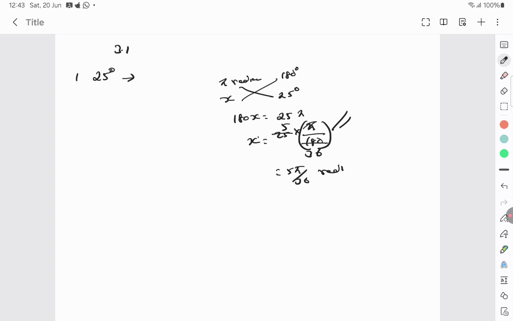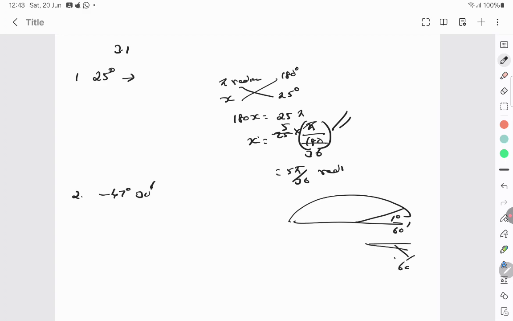So let's go to the next sum. The second question is minus 47 degree 30 minutes. Okay, 30 minutes. You know, I've told you a protractor has 180 degree. In 1 degree, if you zoom in, you will get 60 minutes. In 1 minute, if you zoom in, you get 60 seconds. So first thing is you want it in complete degree. 30 minutes into degree is 30 by 60.